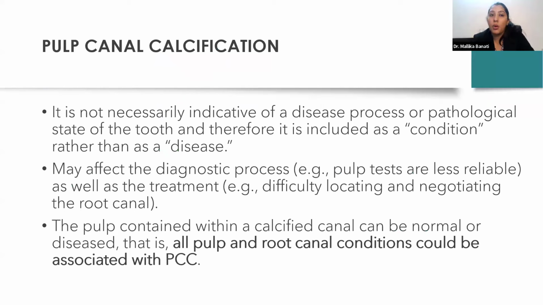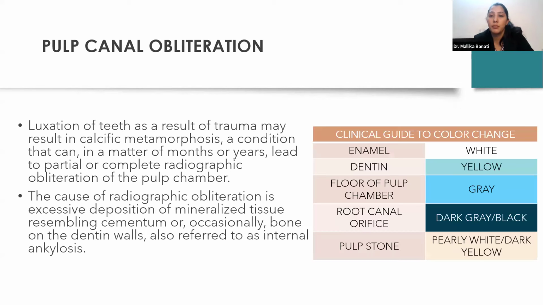So, what is pulp canal obliteration in detail? It is not necessarily indicative of a disease or a pathological state of the tooth. Therefore, it is just a condition, not a disease. It may affect the diagnosis, obviously, and the treatment. If it is not diagnosed properly, it will not be treated to its best potential. The pulp contained within a calcified canal can be normal or diseased. That is, all pulp and root canal conditions can be associated with pulp canal calcifications.